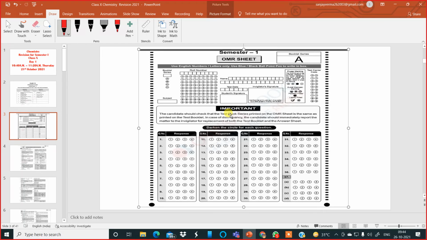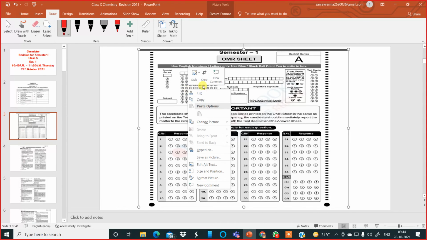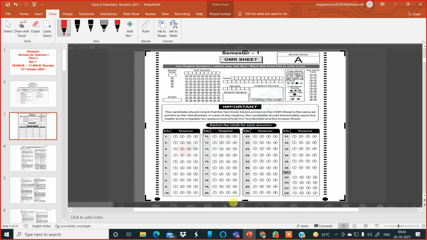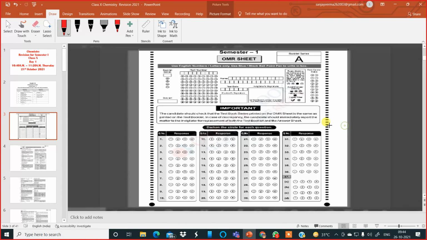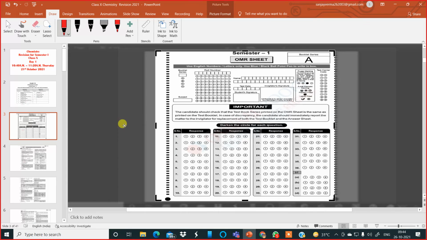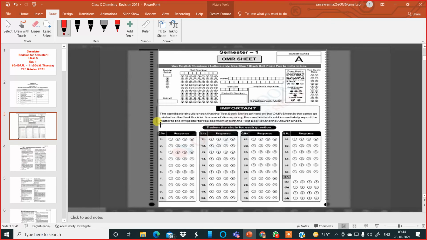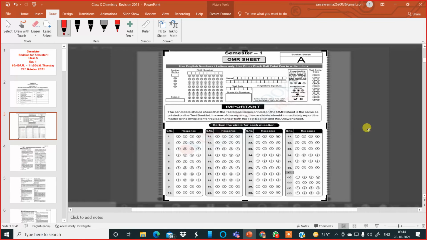Can you see, by the way? Can you see, my dear boys? Sorry, I'm showing it. Wait, wait, I'm trying to show it to you. Have a look. Okay. So that's your OMR sheet.